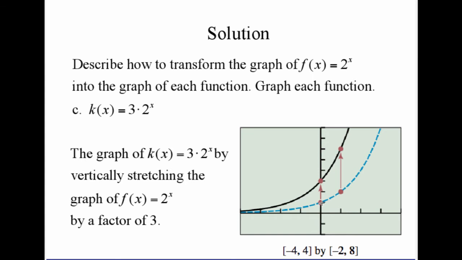So here we go from 2 to the x to 3 times 2 to the x. When x is 0, 2 to the 0 is 1. When x is 0, 3 times 2 to the 0 is 3. So that's these two values here.